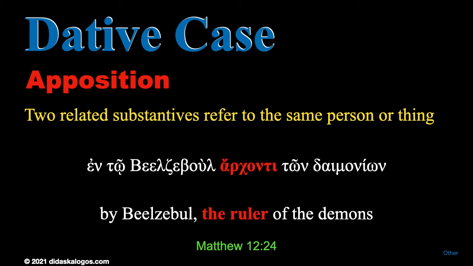Apposition, again, two related substantives refer to the same person or thing, both of them in the dative case. En to Beelzeboul archonti ton daimonion, by Beelzebul, the ruler of the demons. So Beelzebul and the ruler are the same person, the same entity, where archonti gives a further description of Beelzebul.